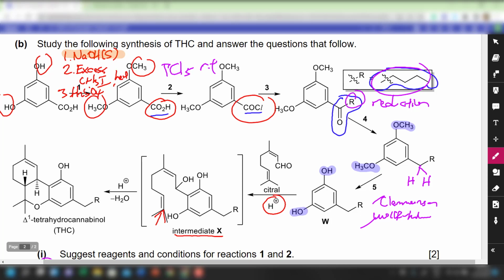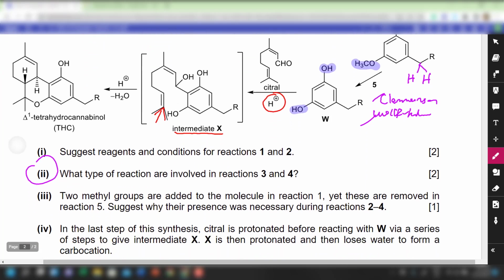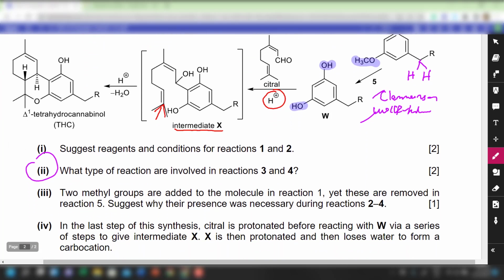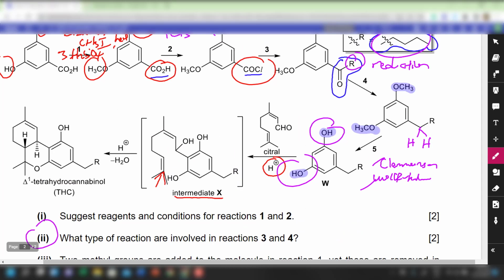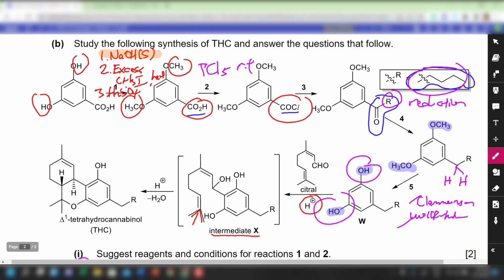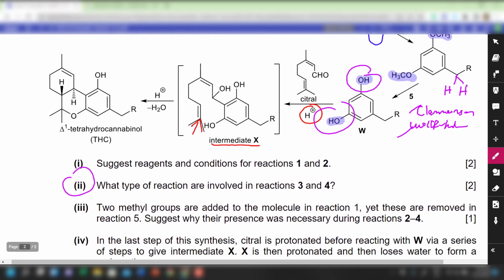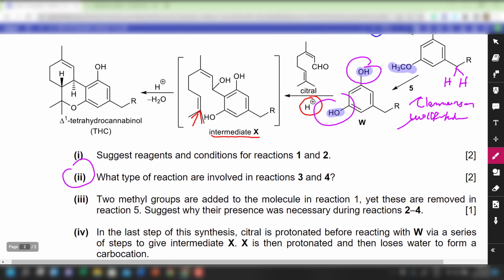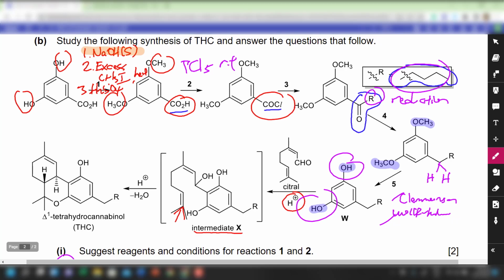Usually we use a Grignard reagent for such a reaction, but Grignard reagent is not in the H3 curriculum, so normally we don't ask you what you are expected to add for step 3. Okay, then for part 3, you're asked the question which earlier on I've highlighted over here. Two methyl groups are added in the molecule in reaction 1. You notice that the methyl group is added via nucleophilic substitution, and then they are removed in step 5. So you will ask, why is their presence necessary in the greater scheme of things?